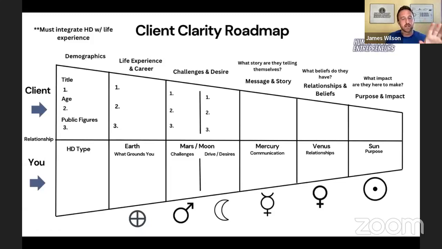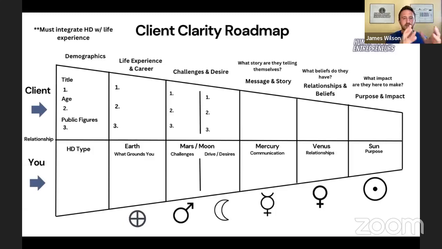All right, if you take a look at the left side, it goes from left to right. It's kind of like a matrix. At the top, you identify components of who your clients are. And then at the bottom is where you would put in about you and your chart, your planetary themes and the gates in your chart as well.